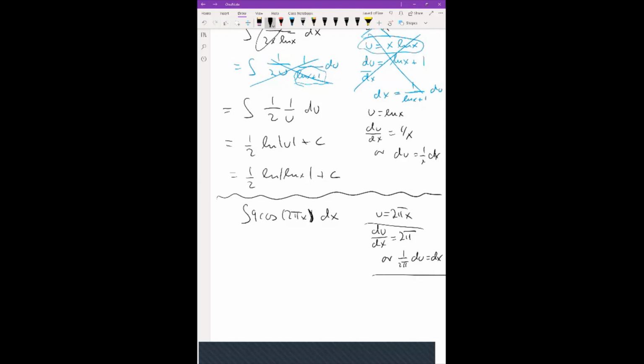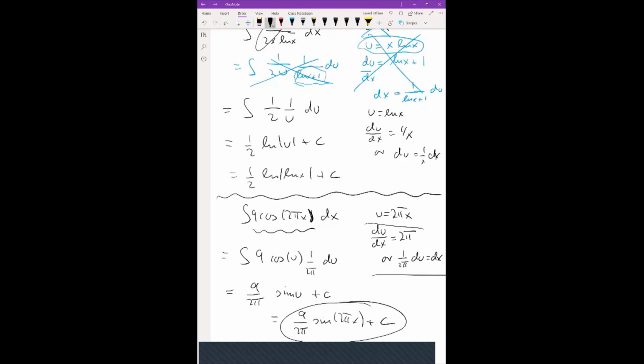And if you substitute this in, then this becomes the antiderivative of 9 cosine u, and dx is 1 over 2 pi du. So it's 9 over 2 pi. The antiderivative of the cosine is the sine of u plus a constant. So this is the 9 over 2 pi sine of 2 pi x plus a constant. And now you check again that the derivative of this is equal to what you started with.